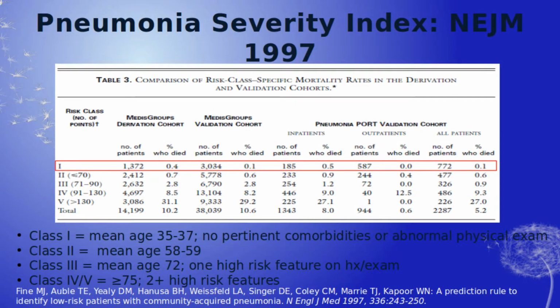However, mortality is not the outcome of interest that we want to identify in young adults. As we all know, the mortality is low. We're more interested in ICU admission, failure to be treated as an outpatient.